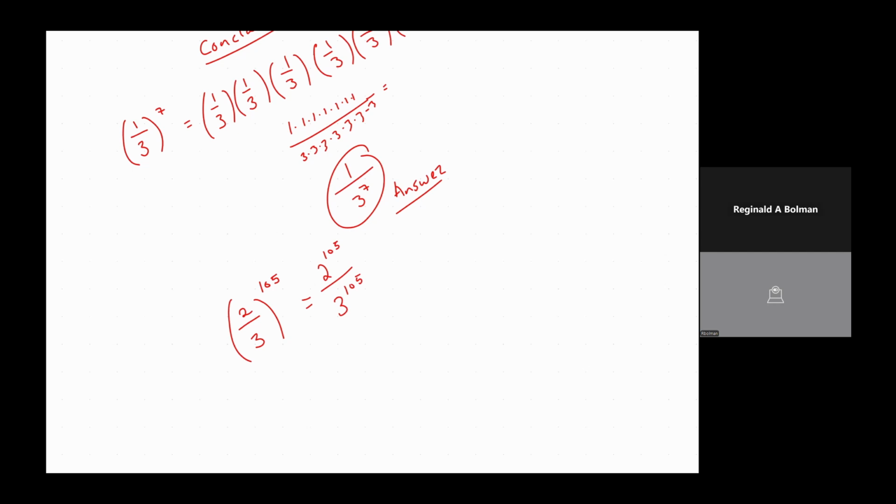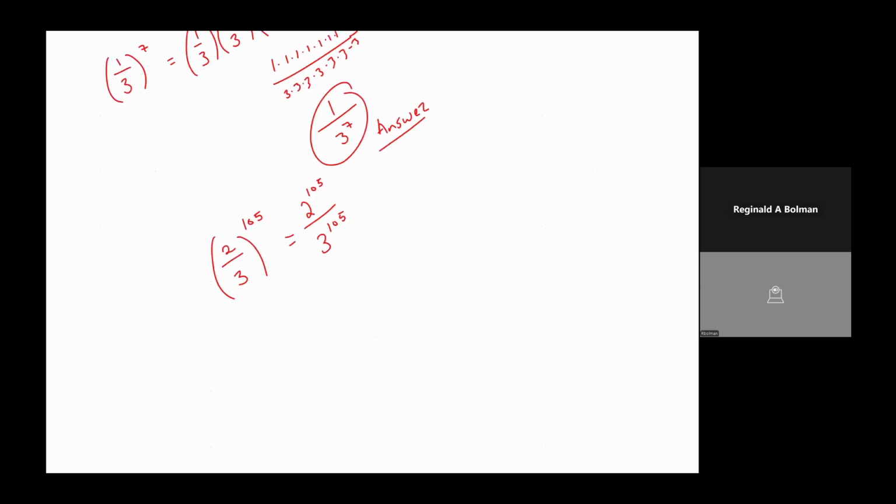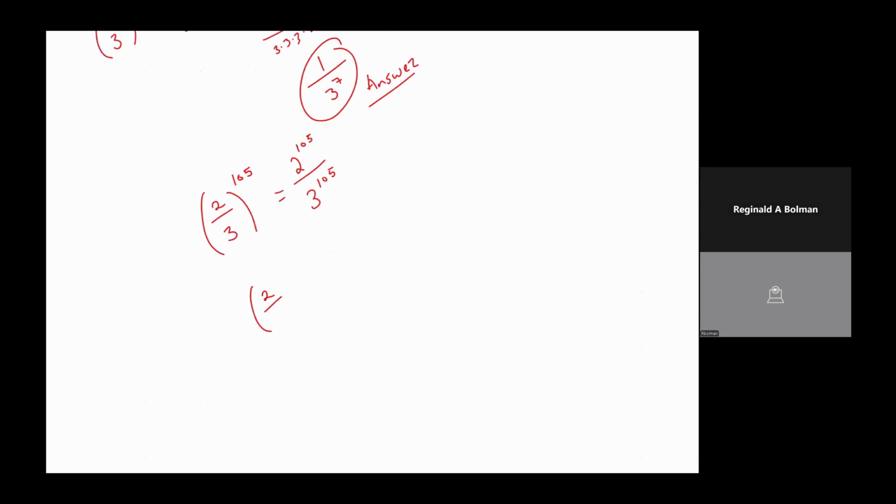Now, the same is true if you had a negative exponent out in front of your fraction. If you had, say, 2/3 raised to the -2 power, this would be the same thing as 2 raised to the -2 over 3 to the -2.